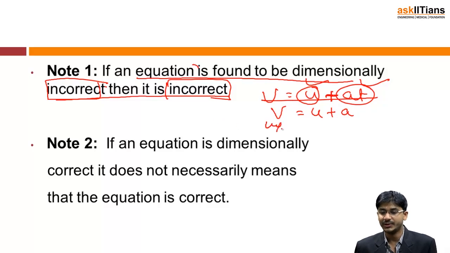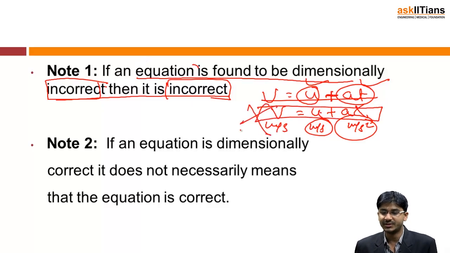So suppose I had given you v is equal to u plus a only, and you had not known what the actual formula is. If you calculated, this was meter per second, this was meter per second, this is meter per second square. So you can see that we are adding different things with different things. We are adding apples with oranges. So this is not possible. So this formula, you can straight away tell is not correct.